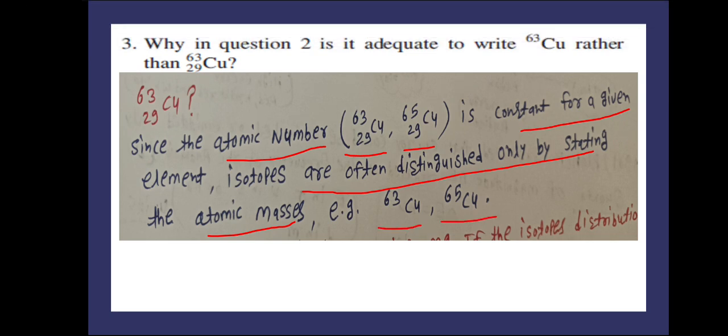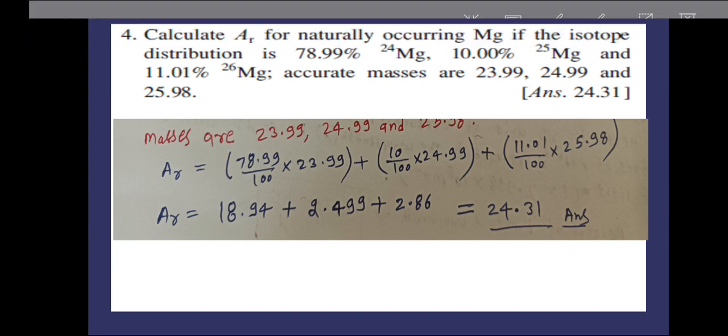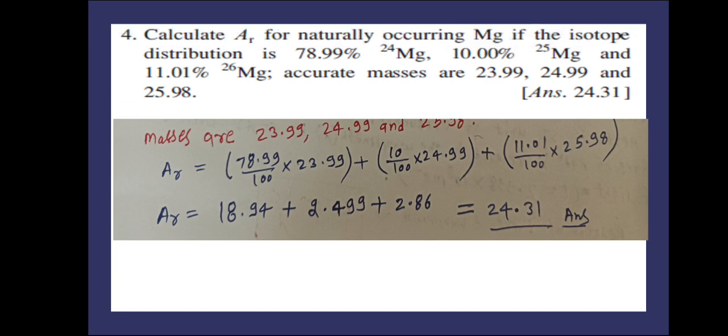So now coming to the fourth question, that says: calculate the relative atomic mass for naturally occurring magnesium, for 78.99% for 24 magnesium, 10% for 25 magnesium, and 11.01% for 26 magnesium. Now the accurate masses are 23.99 for 24 magnesium, 24.99 for 25 magnesium, and 25.98 for 26 magnesium.